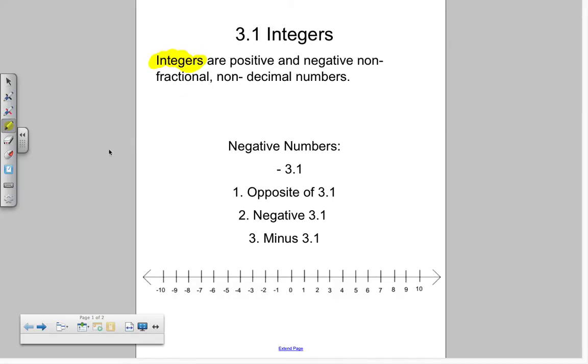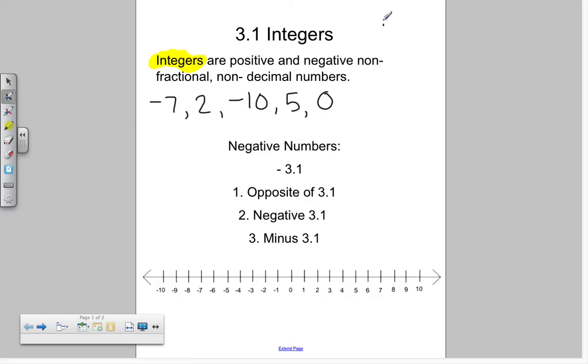The definition of an integer is written here at the top. Integers are positive and negative non-fractional, non-decimal numbers. So things that are integers are things like -7, 2, -10, 5, 0. Those are all positive and negative, non-fractional, non-decimal numbers.